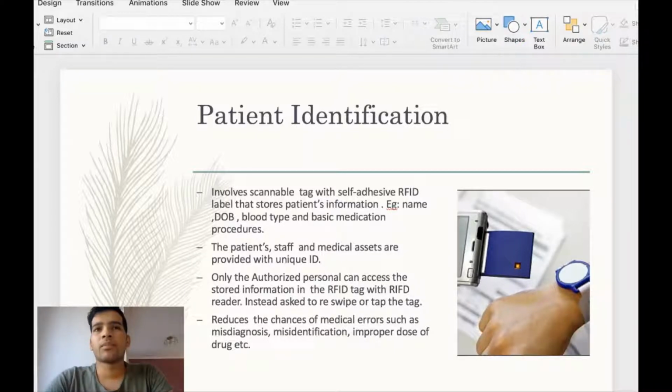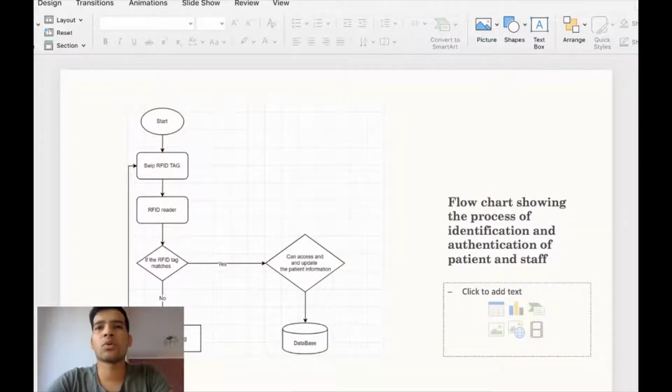It reduces the chances of medical errors such as misdiagnosis, misidentification, and even improper use of drugs. And here the flowchart shows the access of the equipment and access control zone using RFID.